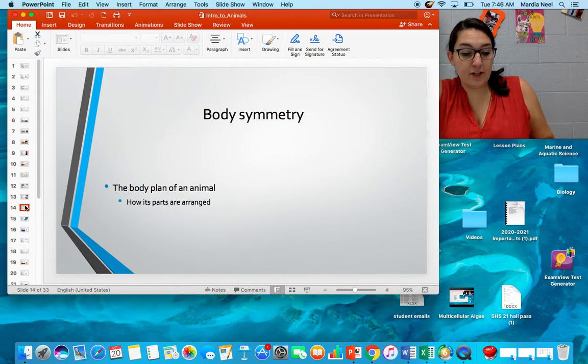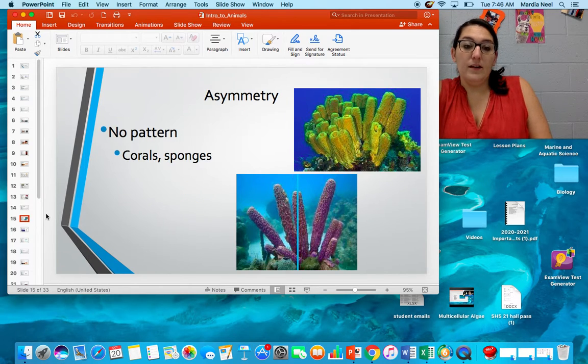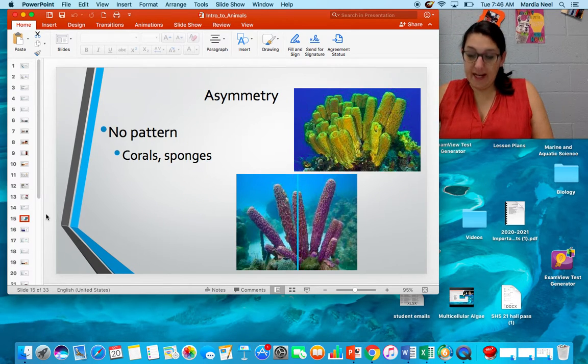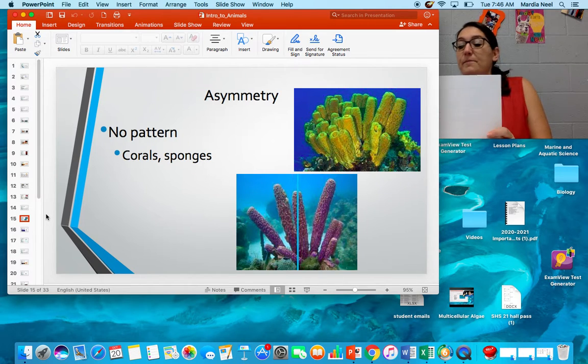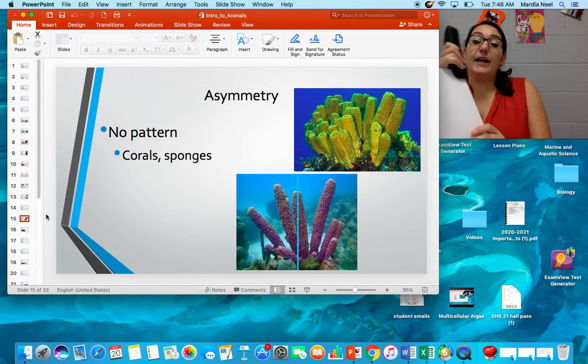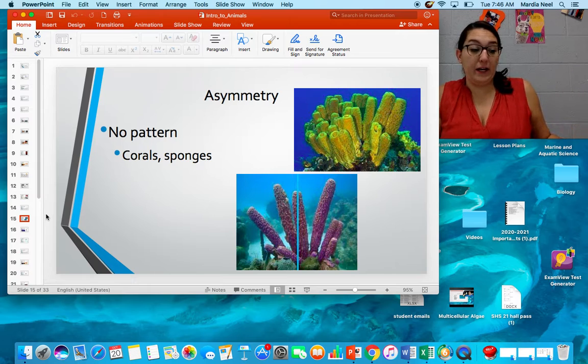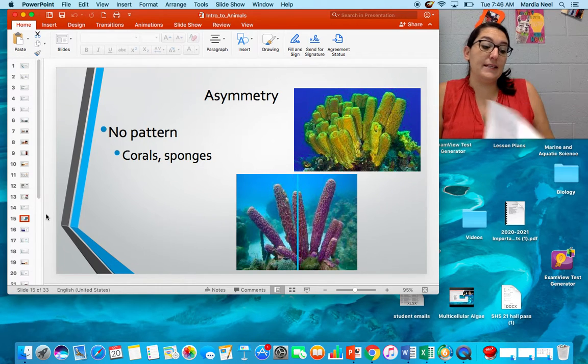Body symmetry is how the planes of a body are aligned. Asymmetry means that it doesn't have any alignment at all. It kind of grows randomly. There's no pattern. And the two animals that exhibit that are corals and sponges.